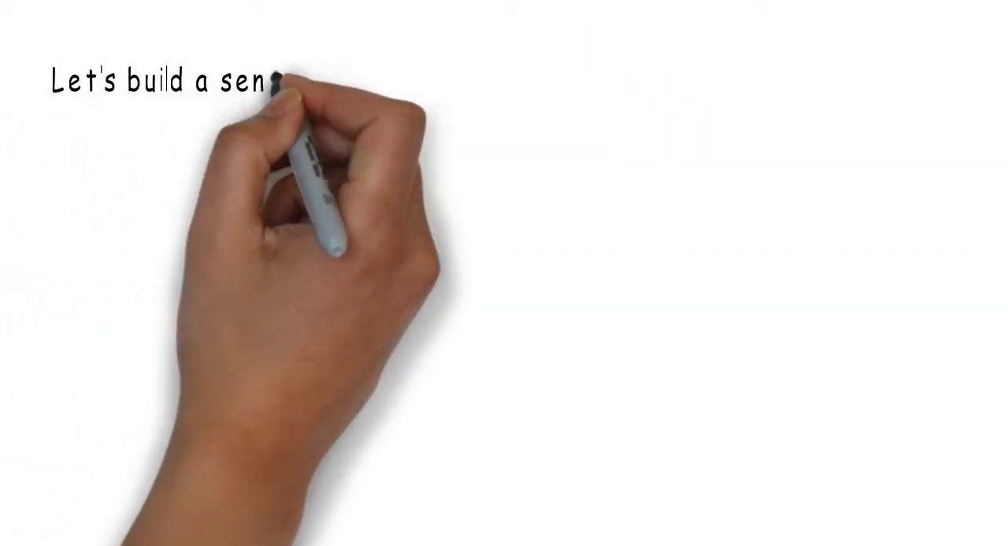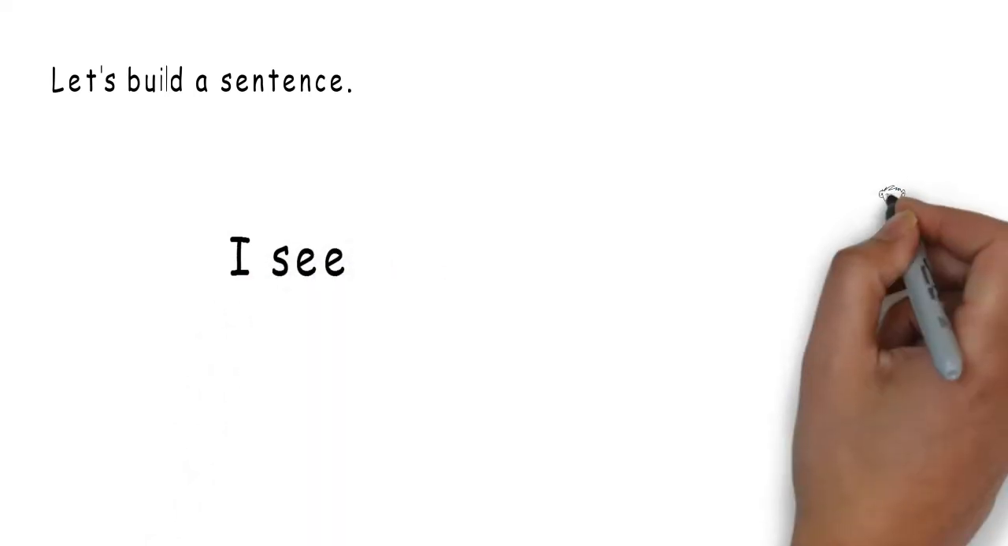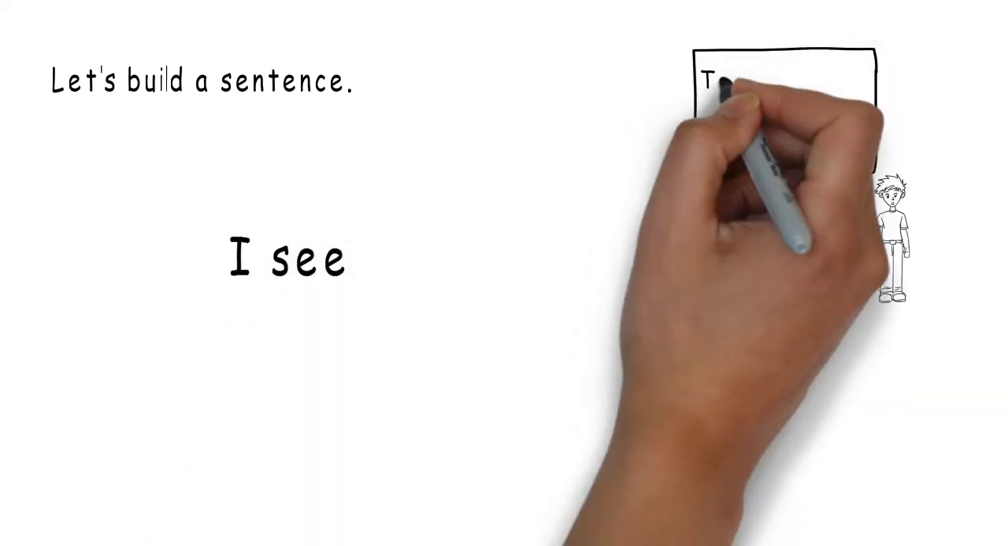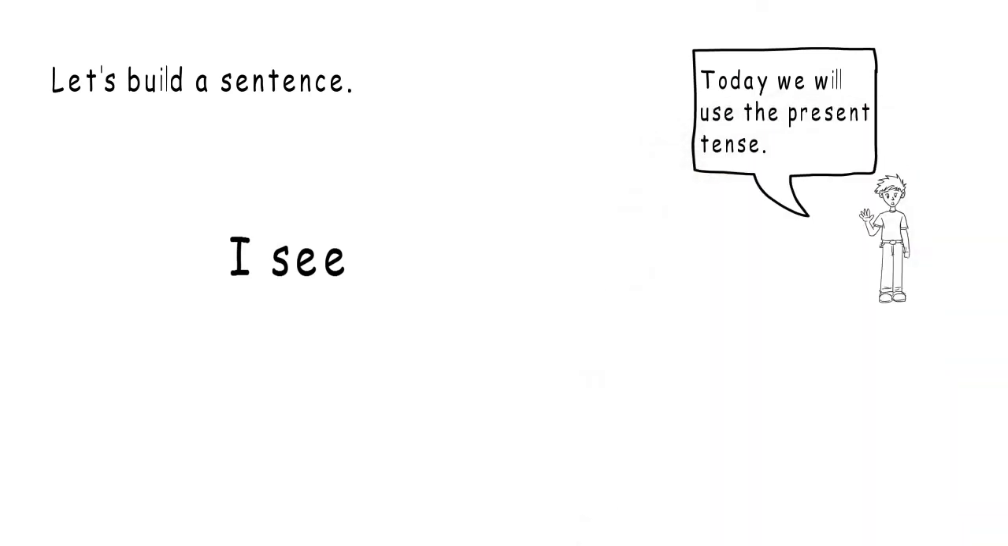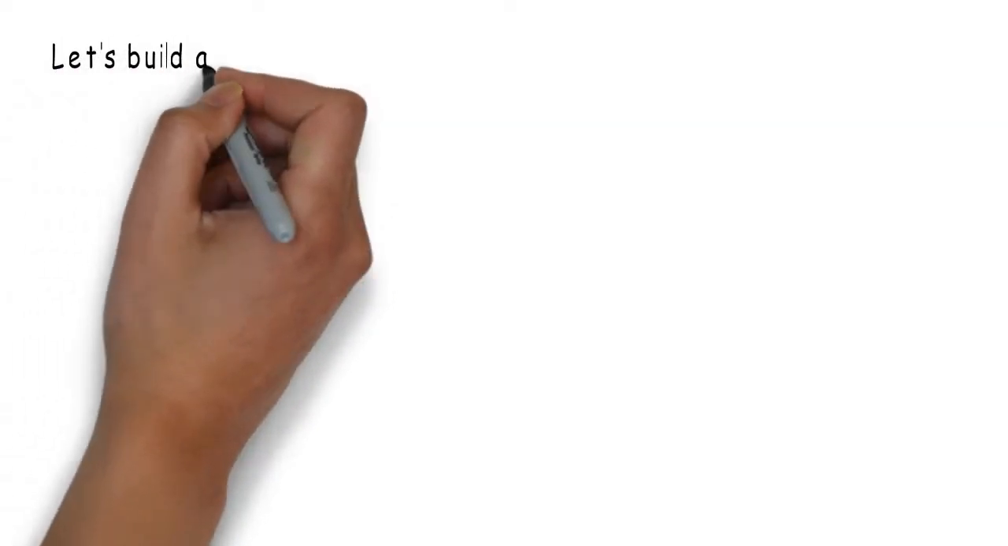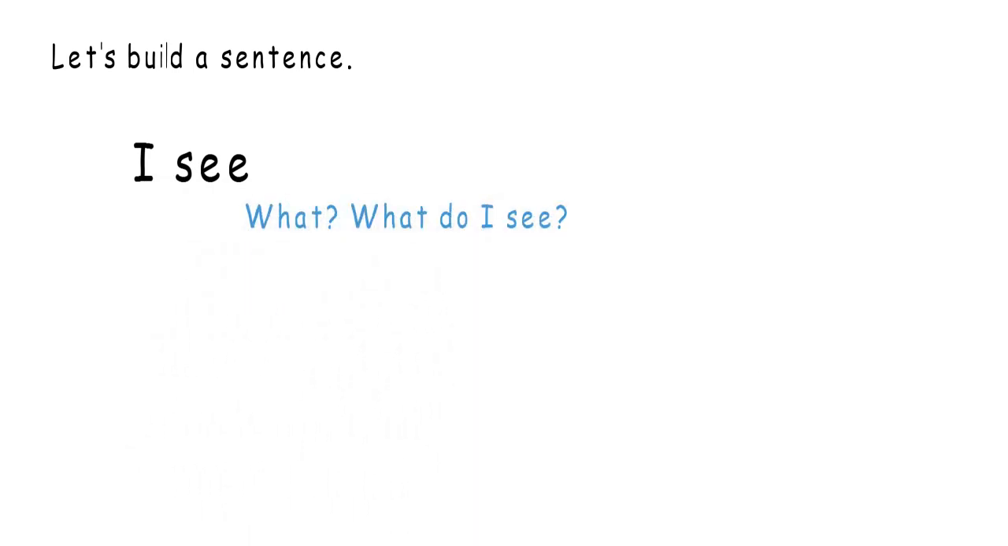Let's build a sentence. I see. Today, we will use the present tense. Let's build a sentence. I see. What? What do I see? I see potential. Potential. Not potential, potential.